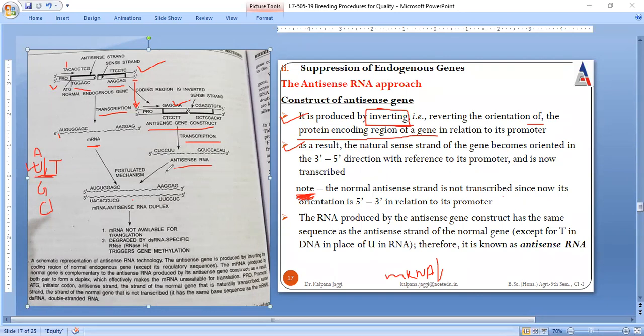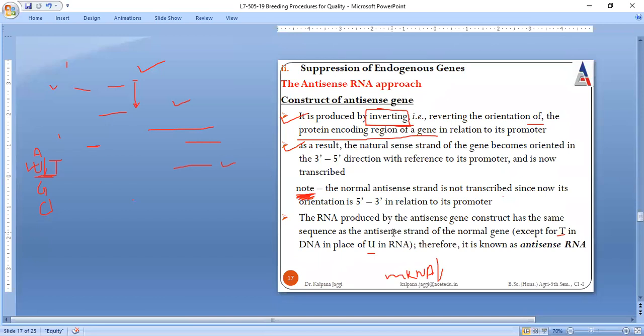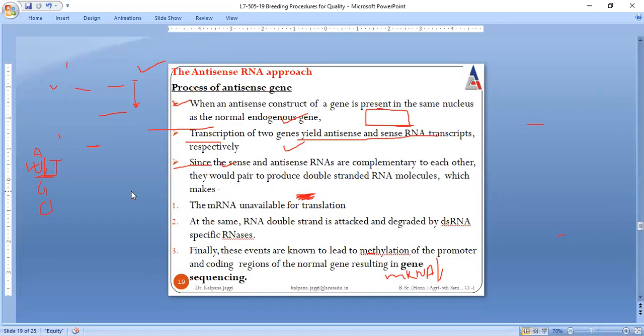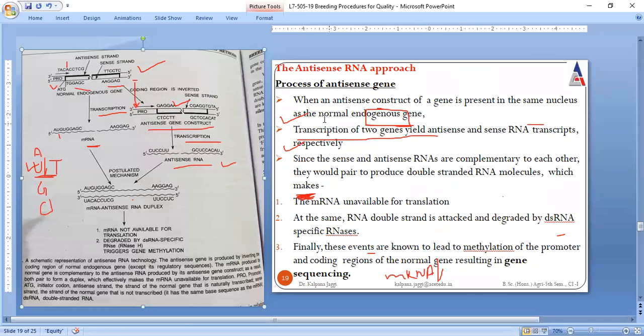So the RNA that is produced by the antisense gene construct has the same sequence as the antisense strand. If you look, this has the same sequence as this one, the only difference being that instead of T we have U, and this is now called antisense RNA, right? This was how we constructed the antisense strand.